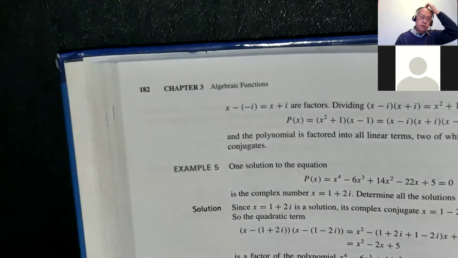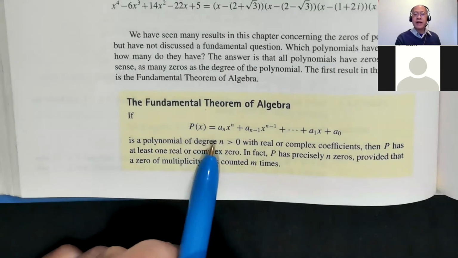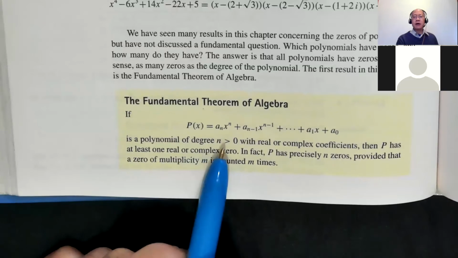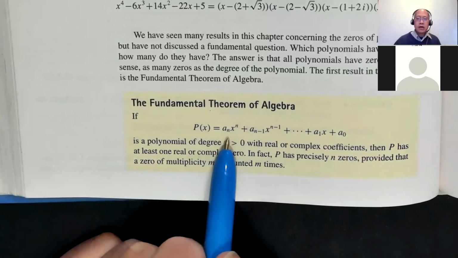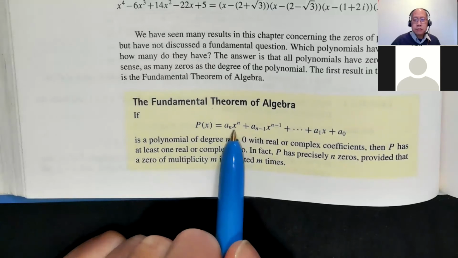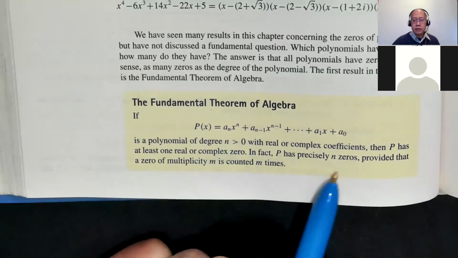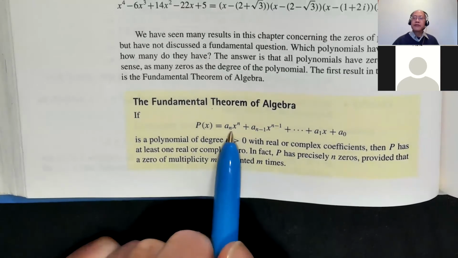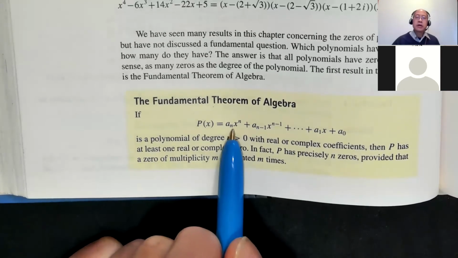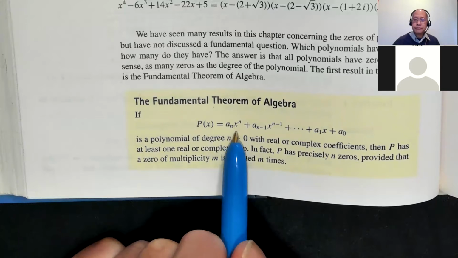So page 182. I've already talked a little bit about this without writing it. The fundamental theorem of algebra. What does all of this say? If you have an nth degree polynomial, you've got n factors, and you have n zeros, if you allow for multiplicity. So 7th degree, 7 zeros, 7 factors. 5th degree, 5 zeros, 5 factors, and so on.